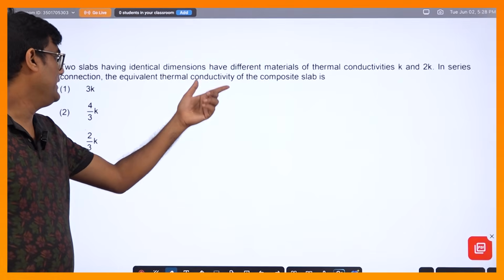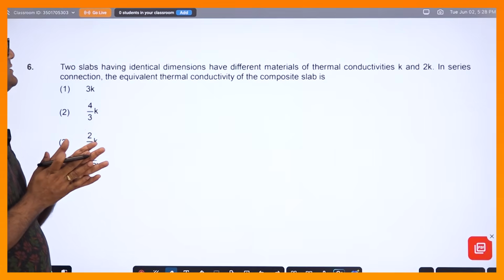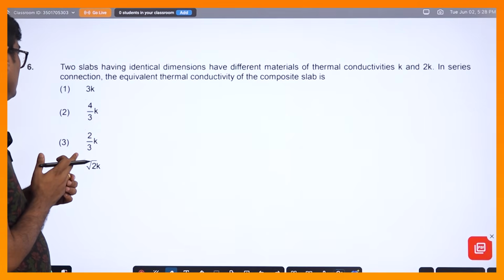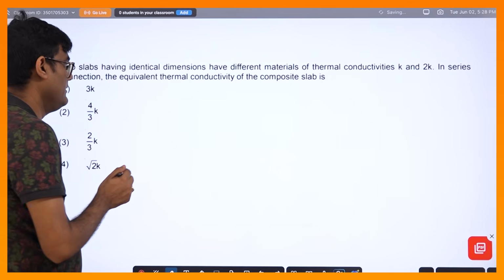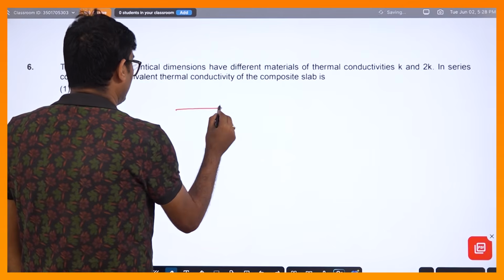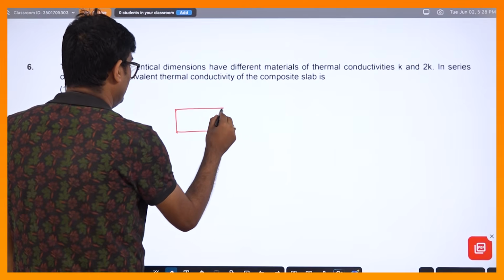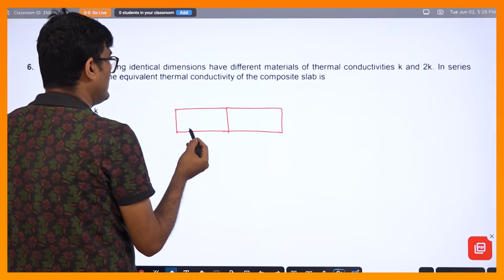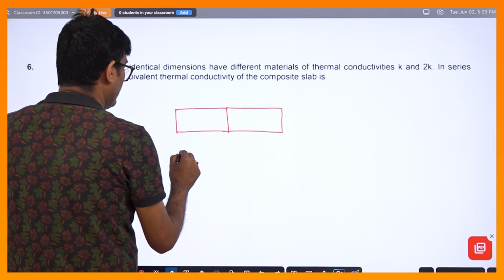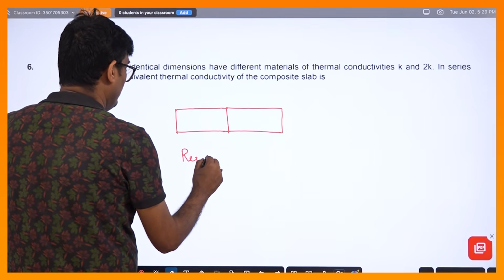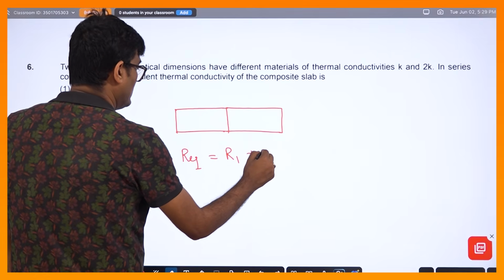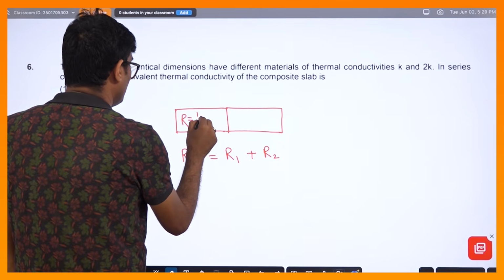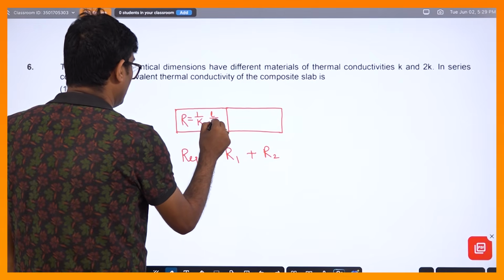Two slabs of identical dimensions have different materials with thermal conductivity K and 2K. In series connection, what is the equivalent thermal conductivity of the slab? Identical dimensions means this is one slab, another slab is this one. If they are connected in series, then the equivalent resistance R equivalent is R1 plus R2. I am talking about thermal resistances, of course, and R1 equals 1 by K into L by A.